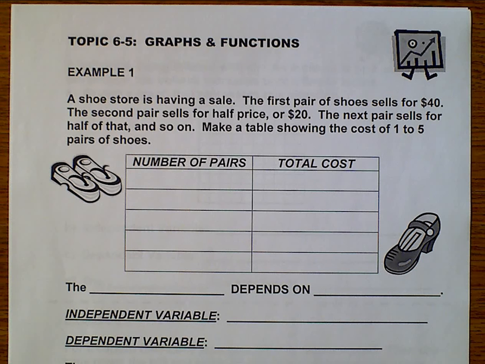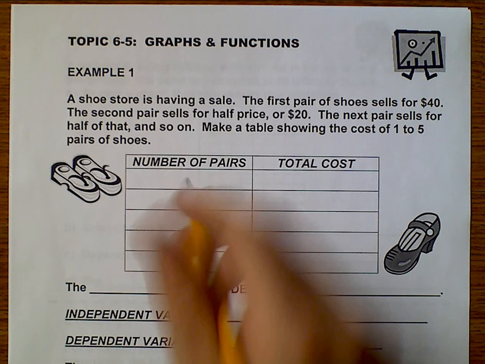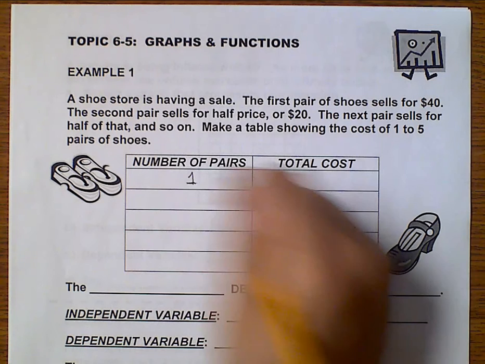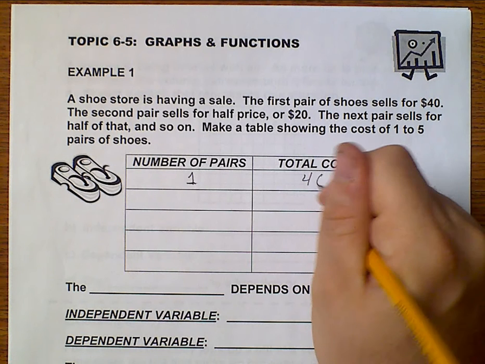Hello, this is Algebra 1, topic 6-5, over graphs and functions. So, let's go ahead and start with a word problem. A shoe store is having a sale. The first pair of shoes sells for $40. So the number of pairs would be 1, and it costs $40.